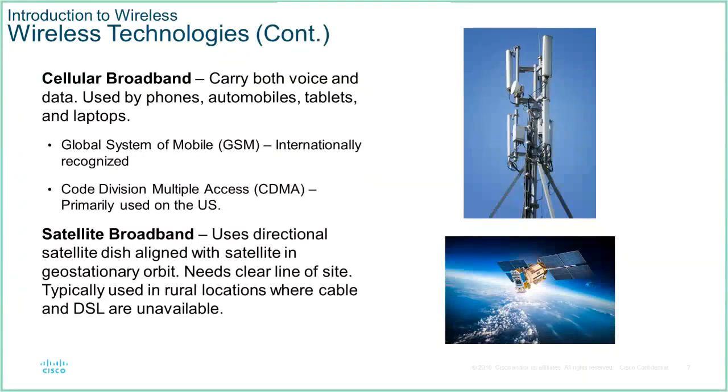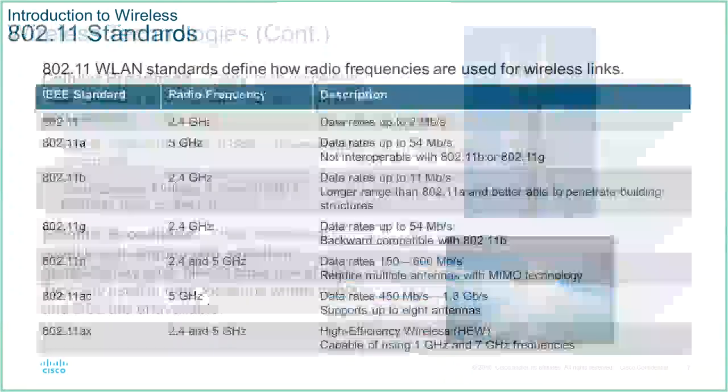Now, the problem with satellite is very large delays, right? Because it takes a physical amount of time to get a signal from the ground up into orbit and then back down. That's what takes all the time. So it adds a huge delay into it.